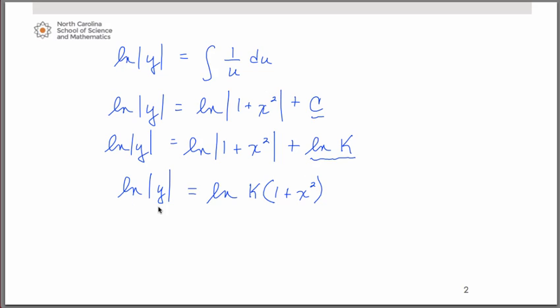Now I have the natural log of one quantity equal to the natural log of another. Therefore, those two quantities are equivalent to each other. And I have absolute value of y is equal to k times the quantity 1 plus x squared. Because 1 plus x squared we know is always going to be positive, and this k must have been positive because up here I can only take the natural log of positive values anyway, I can drop the absolute value bars, and we have as our general solution y equals k times the quantity 1 plus x squared.